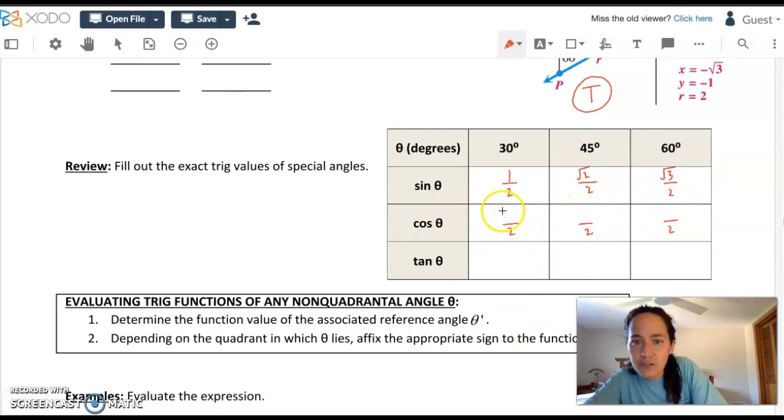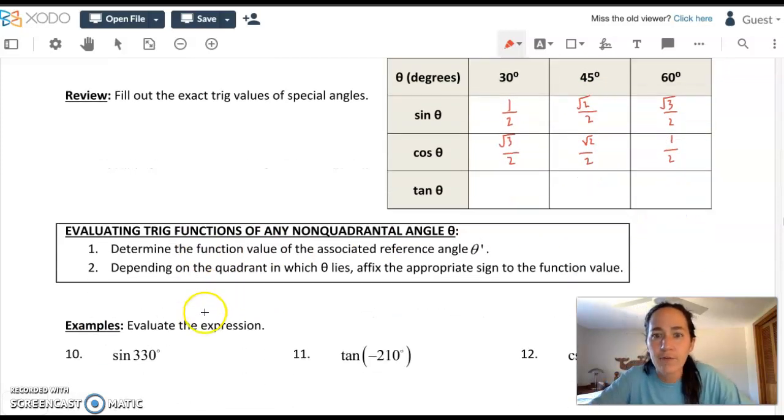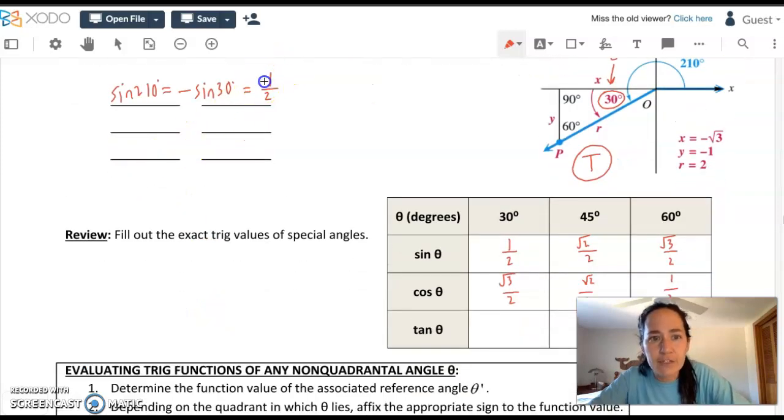And the cosines are going to do the opposite. Start at the square root of 3, then go down to the square root of 2. 45 is that nice anchor point, has the same sine and cosine, and then just a 1/2. So sine of 30 is going to be 1/2. Let's make this answer negative 1/2 because we're in quadrant 3 now.